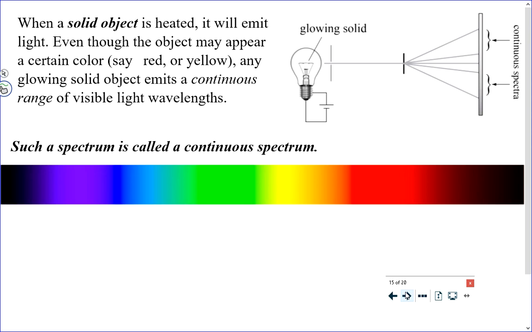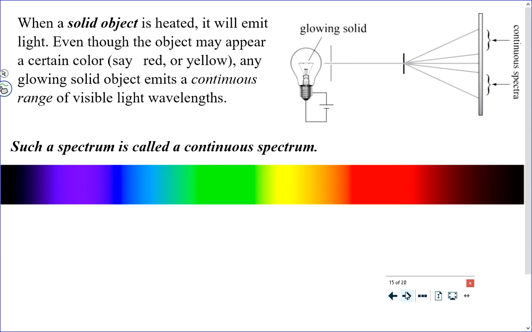You will get a rainbow on one side and a rainbow on the other side. And if we were in class right now, I would turn on one of these light bulbs and I would give every student a diffraction grating, and we would look through the diffraction grating and observe a continuous spectrum on the left and a continuous spectrum on the right.